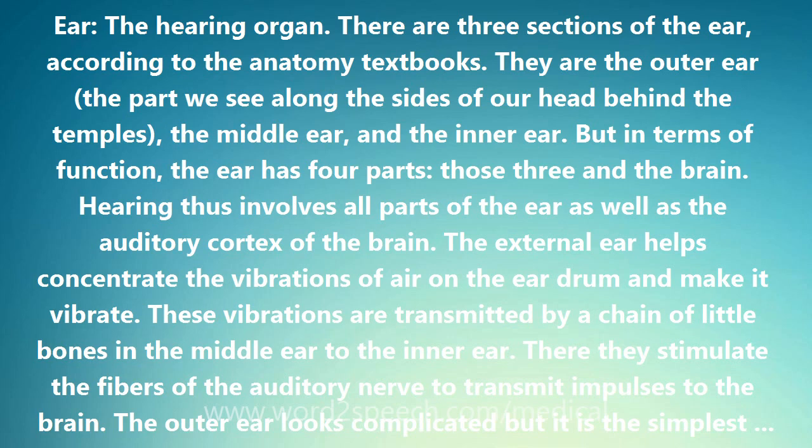The external ear helps concentrate the vibrations of air on the eardrum and make it vibrate. These vibrations are transmitted by a chain of little bones in the middle ear to the inner ear. There they stimulate the fibers of the auditory nerve to transmit impulses to the brain.